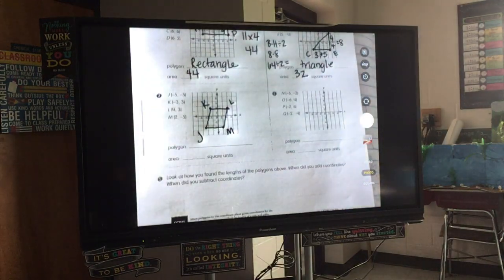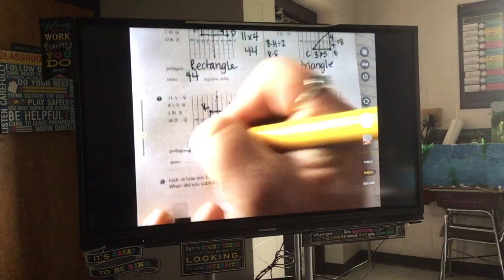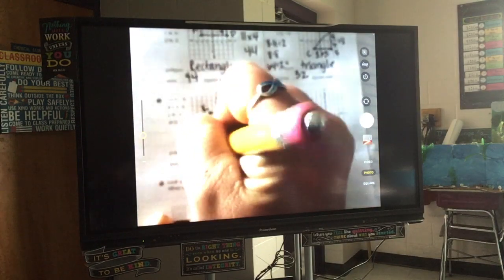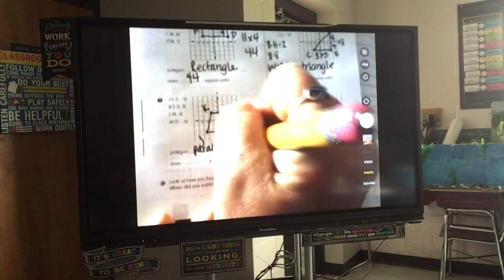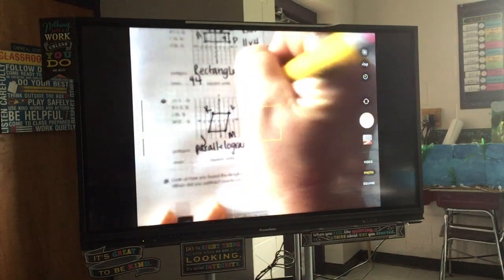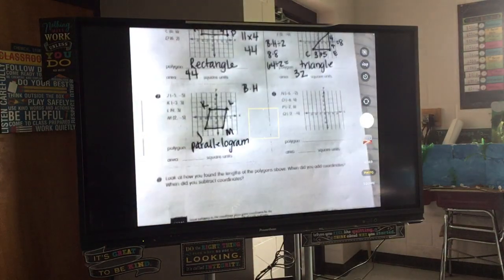So what shape is this? What shape is this? Parallelogram. Yes, this is a parallelogram. And since it's a parallelogram, we're doing base times height. So what is my base? How do I figure it out? What is my base?